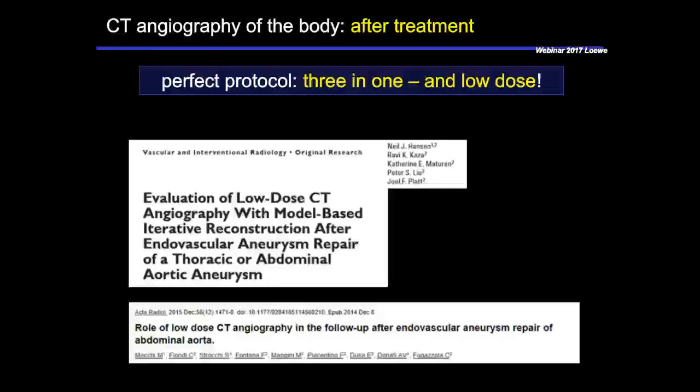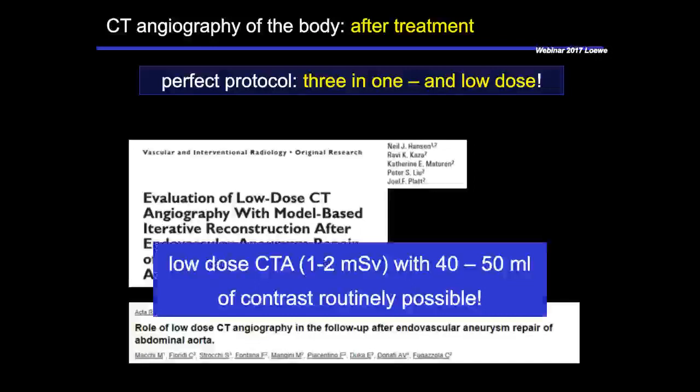And very recently a couple of papers have also been published showing that, of course, we can apply all our low-dose strategies even in the patients after endovascular aortic repair, ending up with a protocol in the range of 1 to 2 millisieverts and just 40 to 50 ml of contrast. And, of course, this is very important in this very sensitive group of patients in need of a lifelong follow-up.